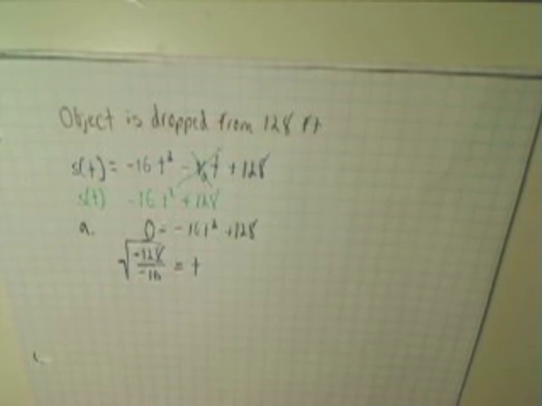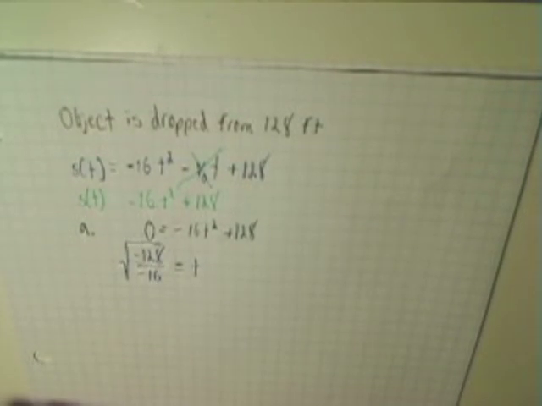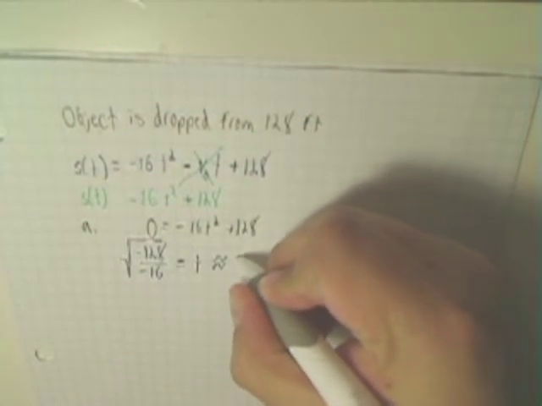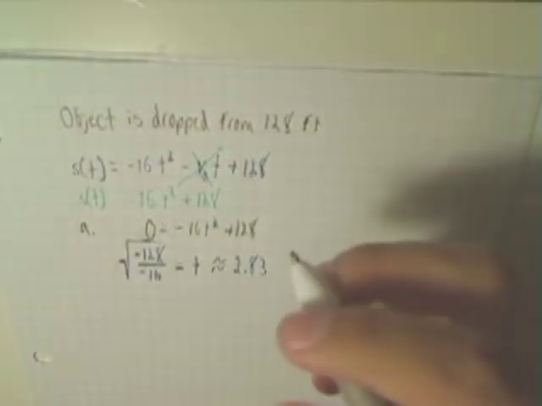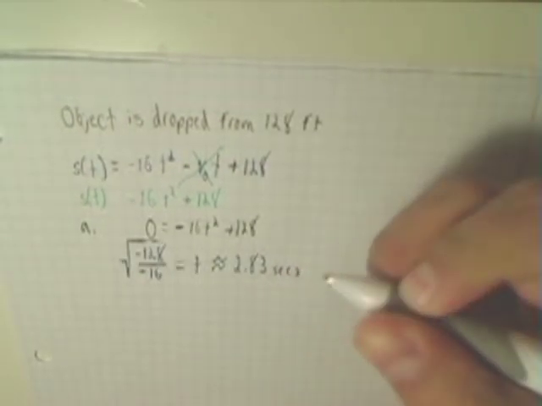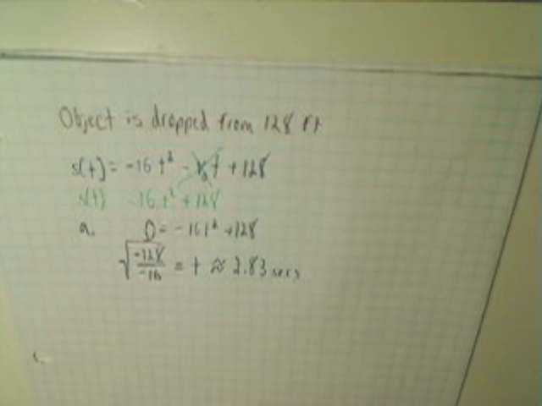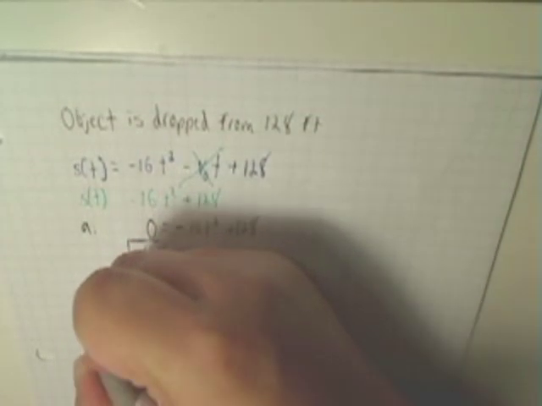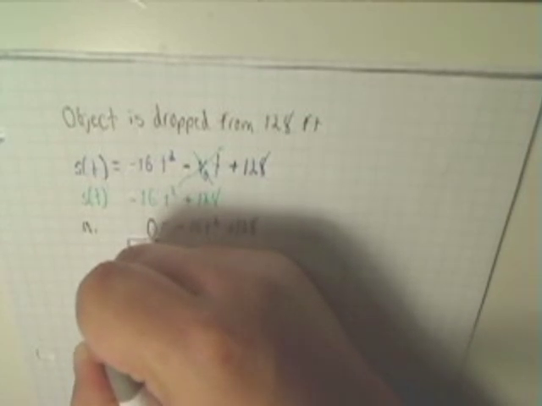So, putting that into our calculator, square root of 128 divided by 16, because the negatives cancel out, is about 2.83 seconds. So that is part A. Part B is what is the instantaneous velocity when the object hits the ground.